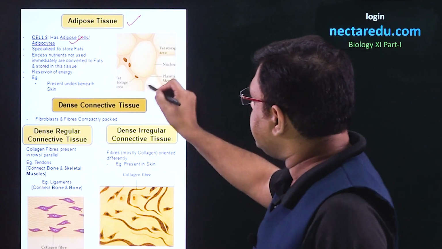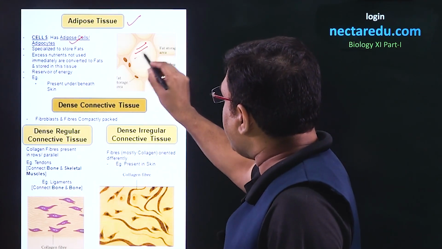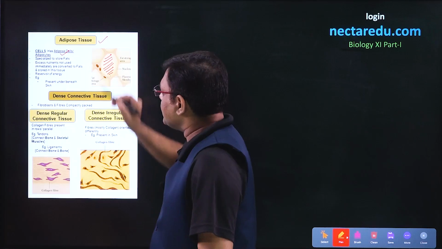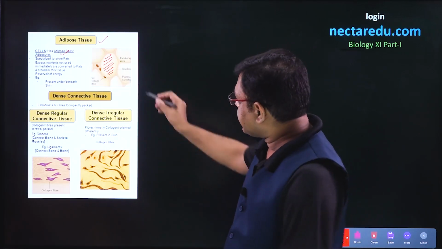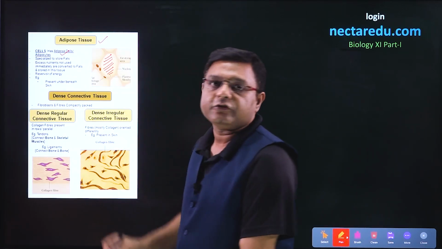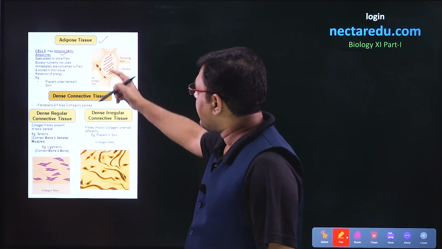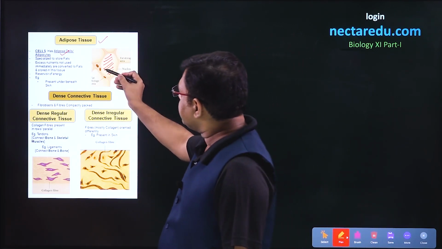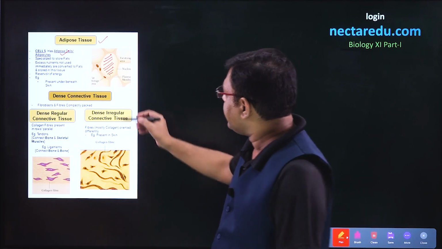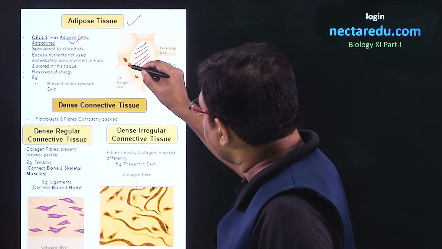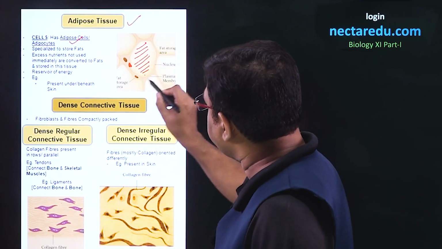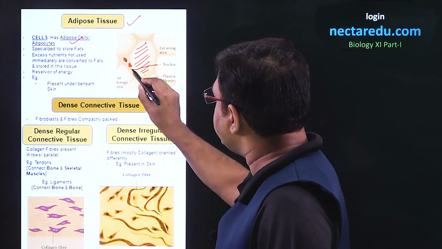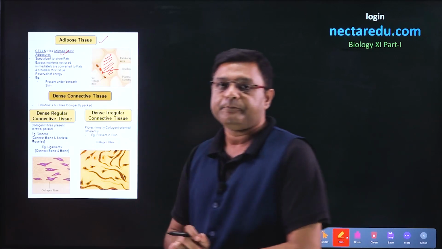And in these cells, the major part is the storage of fats. Now, since most of the space of adipocytes is taken by fats, the nucleus is pushed towards the periphery. So these are the nucleus. So this particular cell has a nucleus which is pushed to the periphery.